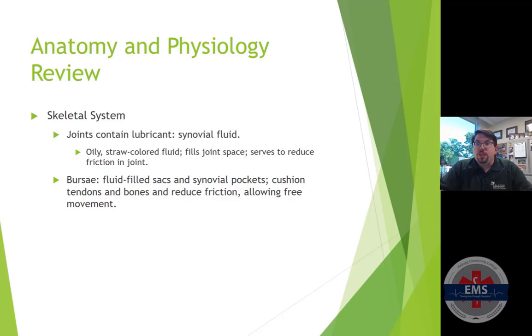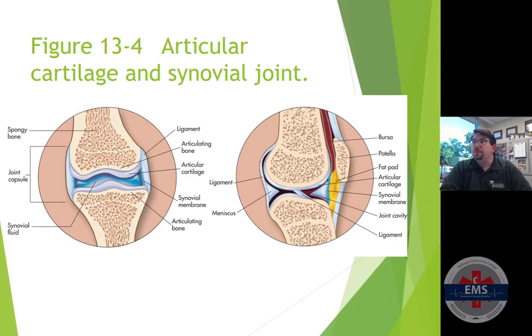Bursa is another example where you can see where that fluid-filled sac or the synovial pocket exists. It also can cushion tendons and bones to reduce friction, again allowing for that free movement that exists as part of that skeletal system. Here's an example of kind of what we're talking about here. Here's that bursa. You see where it kind of connects down through.